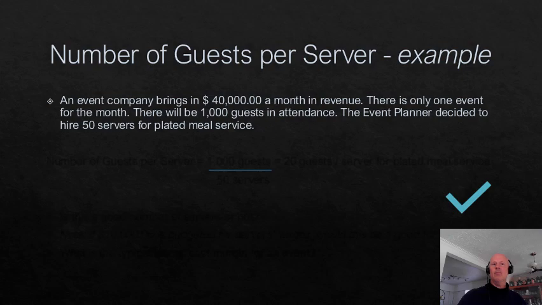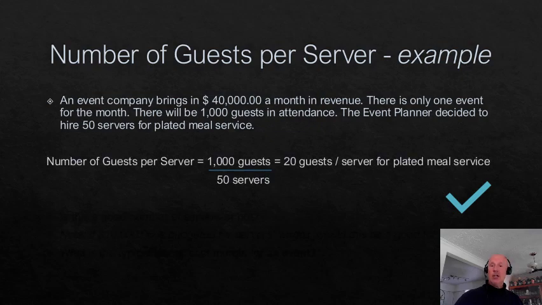So here's the example, using that same number, $40,000. We have an event company. We just made $40,000 in one month in revenue, from one event. 1,000 guests are in attendance for this event. Let's say it's a wedding. The event planner decided to hire 50 servers for the plated meal service. So it's sit down. They're going to be serving the meal to the guests at the tables all around. So, 50 servers. Off the top of your head, do you think that this is a good number to have? Or do you still think you need more information?